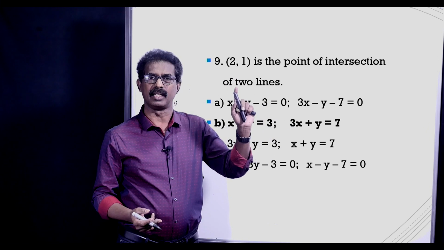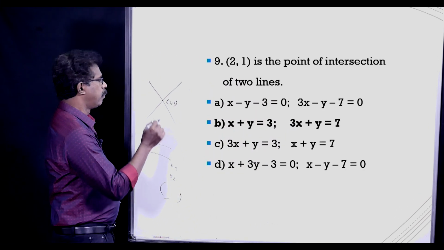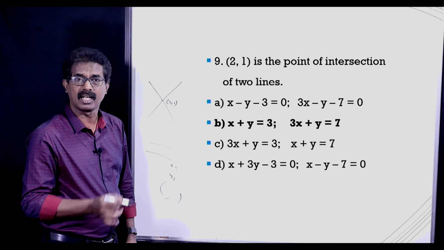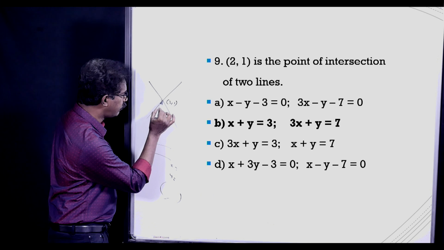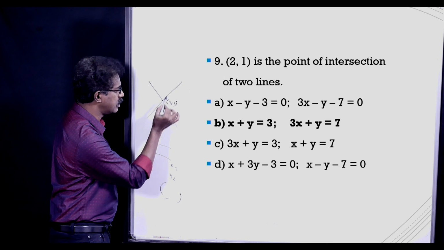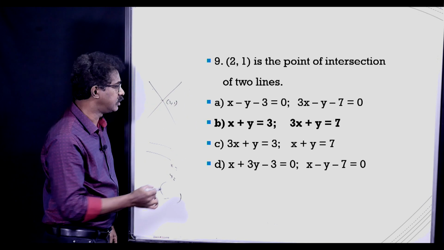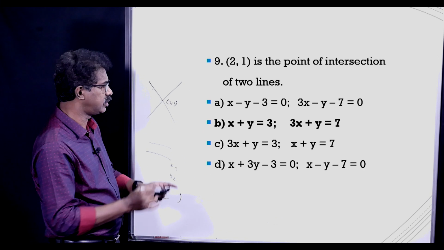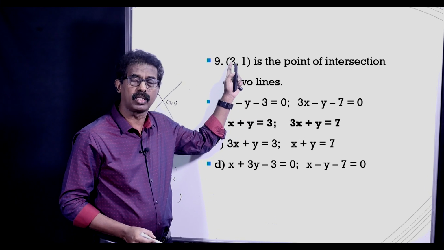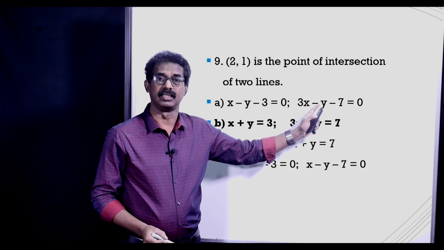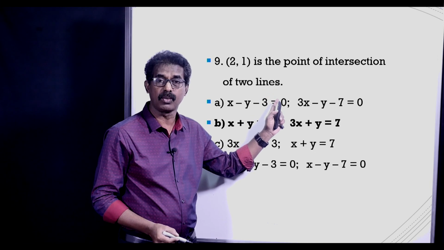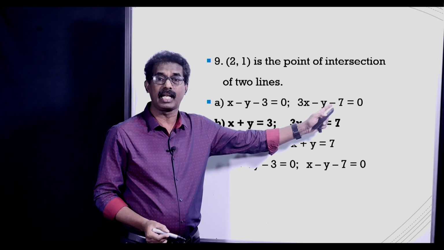But here the easy method is, now listen here. Point of intersection means the point lies in which line? First line or second line? Point of intersection means the point lies on both the lines. That means the point must satisfy both the equations. So the method is you substitute the given point 2, 1 in the equations. Where it satisfies, you see. Suppose it satisfies 1, that is not it. It must satisfy both the lines.